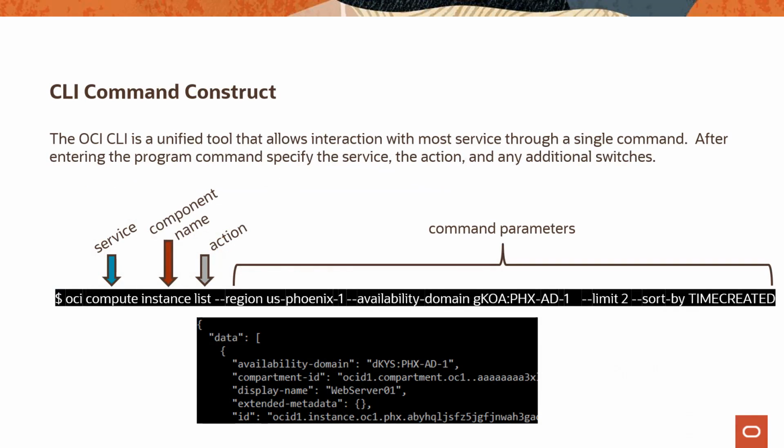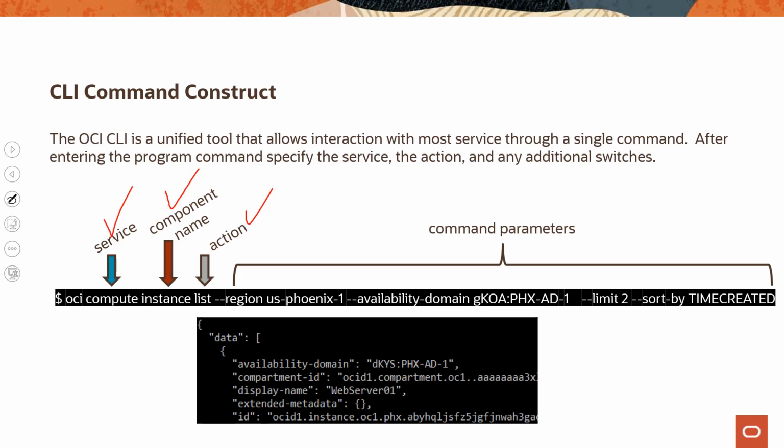Now, the CLI itself is a fairly straightforward command construct. OCI being the commandlet. And then when we want to interact with a particular service or feature, we specify first the service, followed by the component name and the action we wish to perform. So in this case, OCI compute instance list. This will return a list of all compute instances in a designated region and compartment.